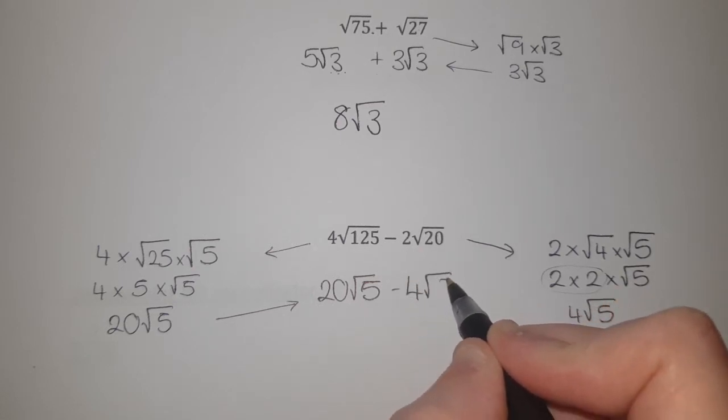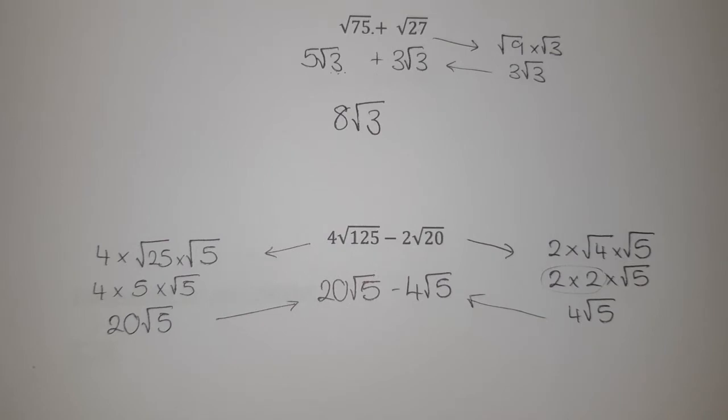And again, I can put that back into my question. So I've now got 20 lots of root 5, take away 4 lots of root 5 is going to leave me 16 lots of root 5. And that's it. I've got my answer.